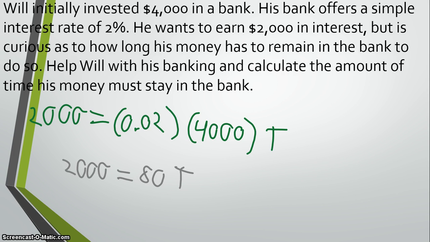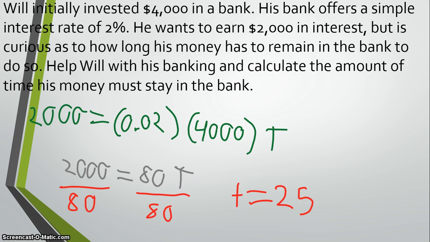So now we need to divide to get rid of the 80, just to have the t by itself, and that'll give us our answer. So we need to divide both sides, obviously, so 2,000 divided by 80 will give us 25. So t equals 25.